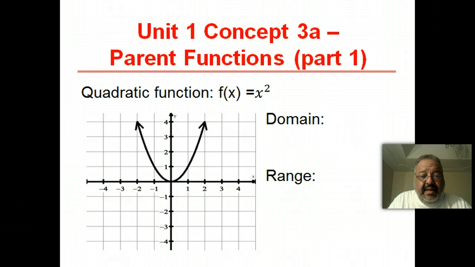Domain is x, it goes on the x-axis, the x values, so it goes forever to the left and forever to the right. That's from negative infinity to positive infinity. And the range is from 0 to infinity because the lowest value it takes on the graph is 0 and it goes up forever.